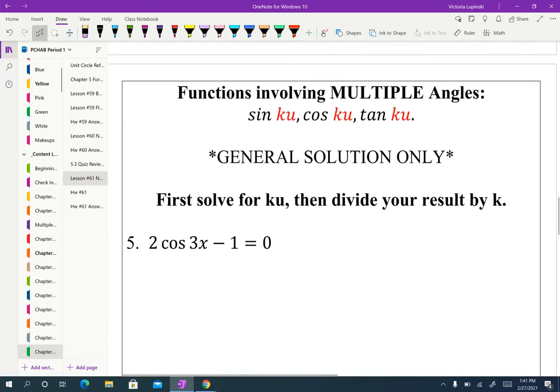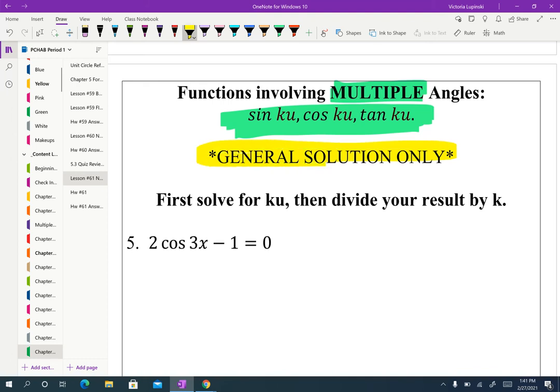And then the last part of today's lesson involves something called multiple angles. So multiple angles means that inside of your trig function, you're going to have the sine of something times u, which we're going to call k. So sine of ku, cos of ku, or tan of ku. Please be advised that for problems like this, we're only going to be asked to do the general solution. It's not that you can't do 0 to 2 pi, but it actually winds up being just a little bit too down in the details. So we're going to go ahead and stick to the general solution only.